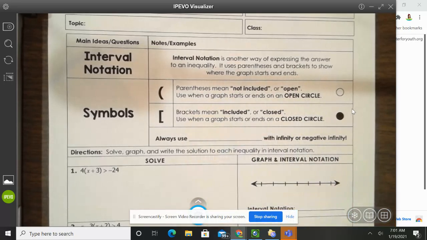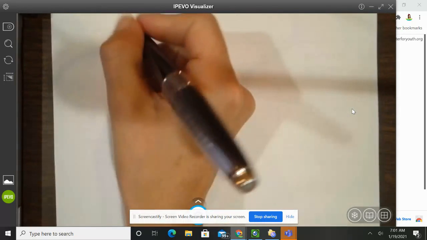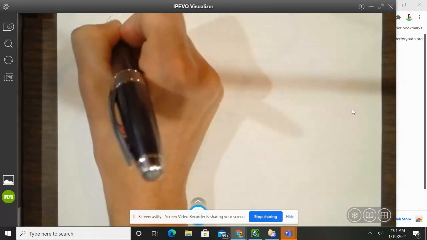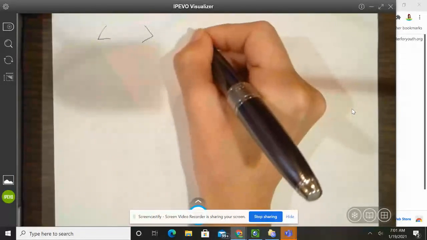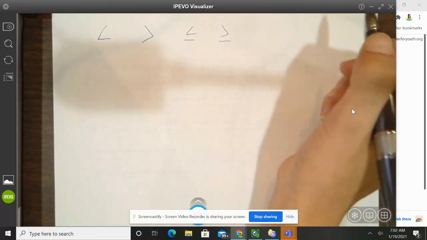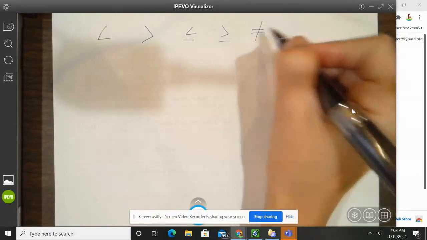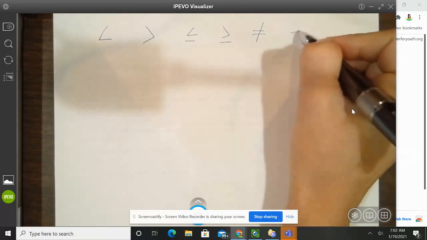The first thing that I want to cover with you is the symbols. So we have less than, greater than, less than or equal to, and greater than or equal to. This symbol means not equal to, so not, right? And you know equal, right?